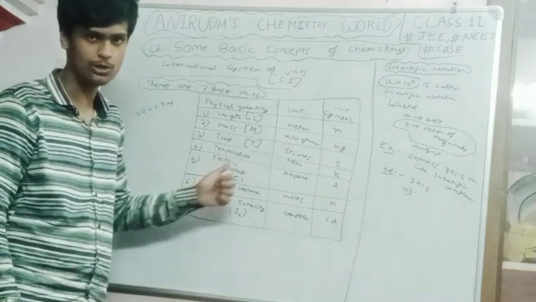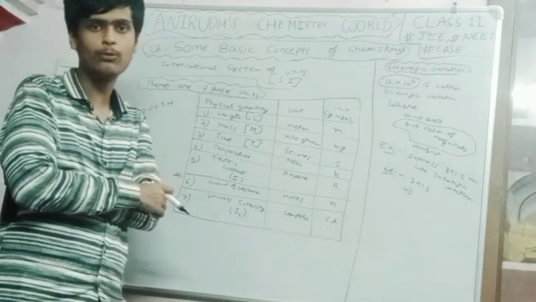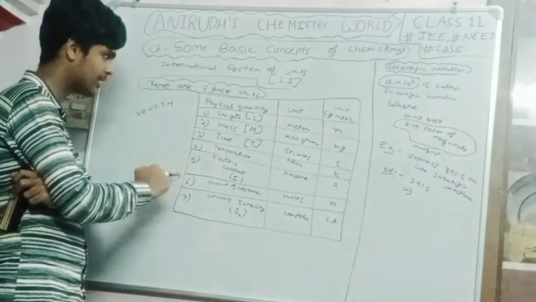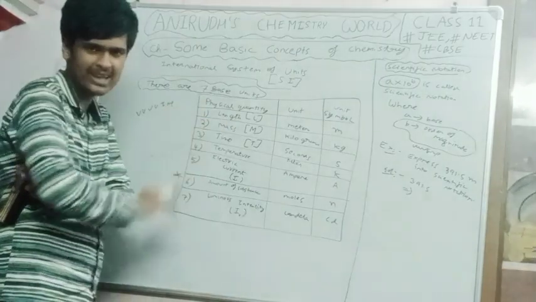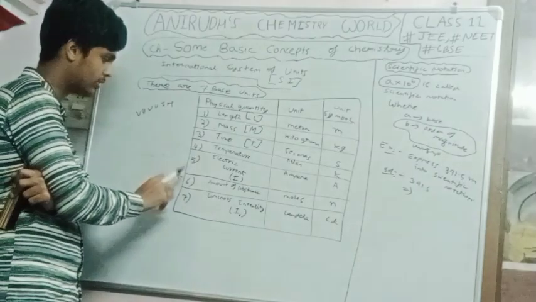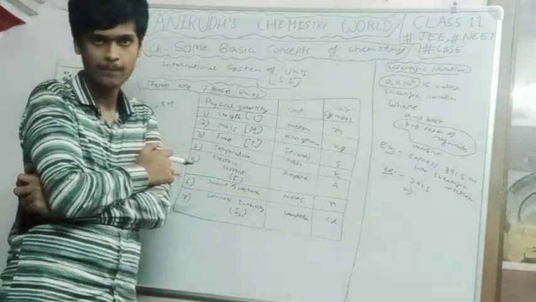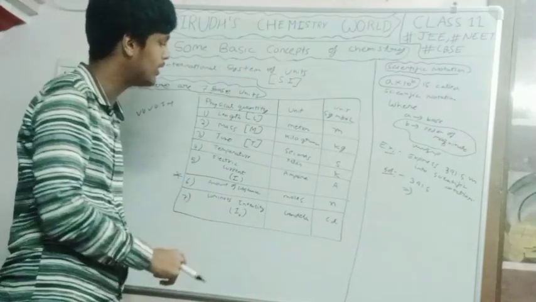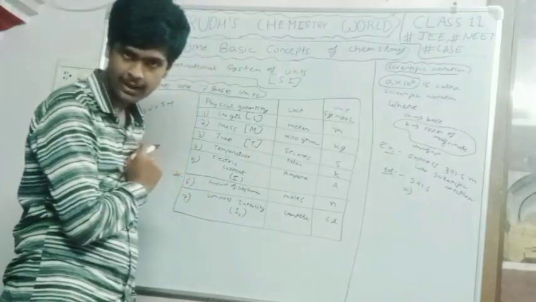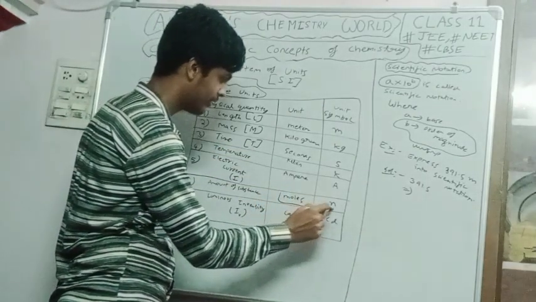And the amount of substance. This is a new thing. In the first chapter also, I used the term mole. The 6th physical quantity, you can write in any order, I am writing as per the book, is amount of substance. Its unit is mole. The mole is symbolized with the letter small n. You just remember this. I highlight it.